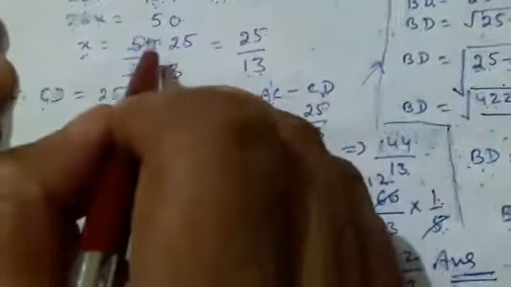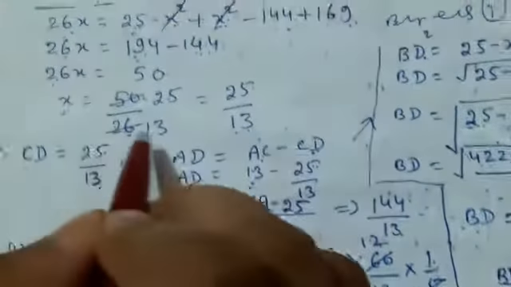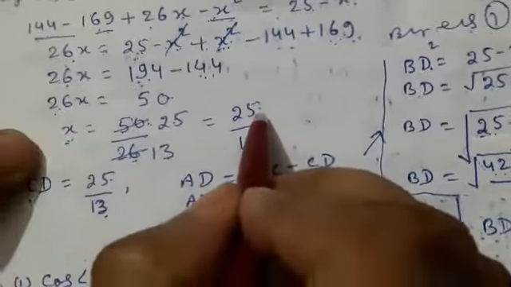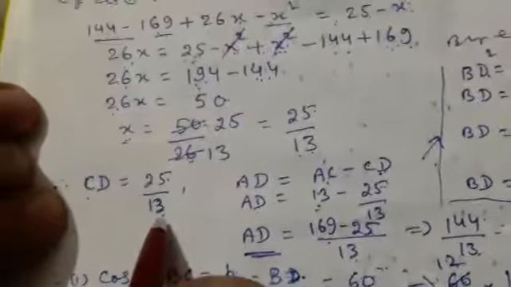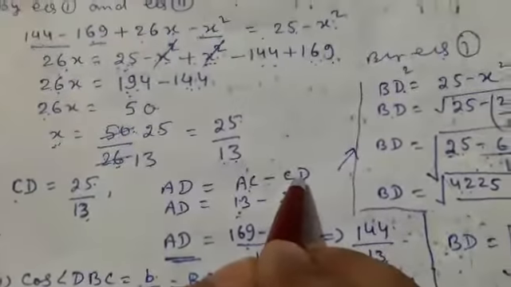Divide both sides by 2. 25 to the 50 and 13 to the 26. So x is equal to 25 by 13. So therefore CD is equal to 25 by 13. Now let us find out the value of AD. AD is equal to AC minus CD.